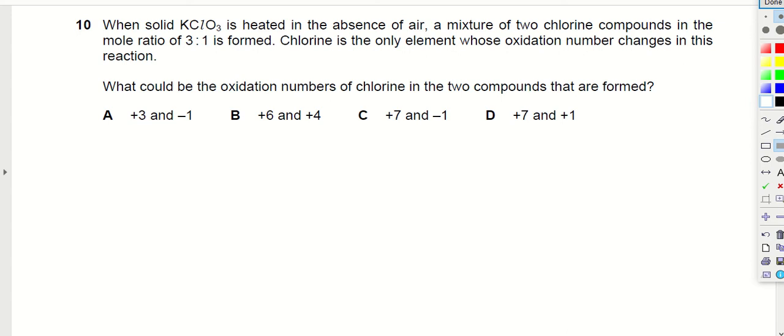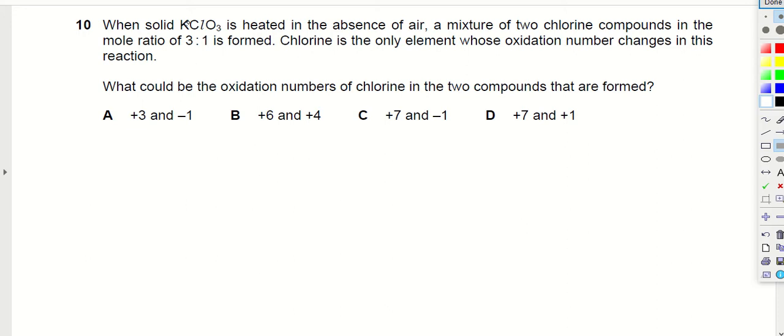Okay, summer 2020 question paper 1-3, question 10. When solid KClO3 is heated in the absence of air, a mixture of two chlorine compounds in the mole ratio of 3:1 is formed. Chlorine is the only element whose oxidation number changes in this reaction. So what could be the oxidation number of the chlorine in the two new compounds that are formed?